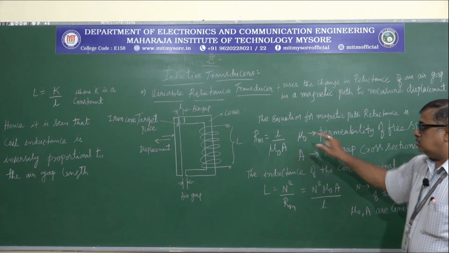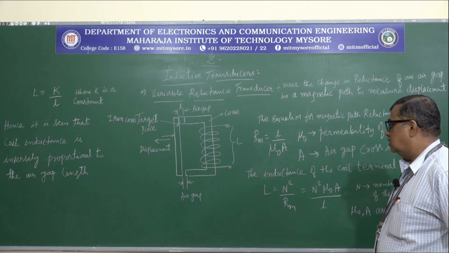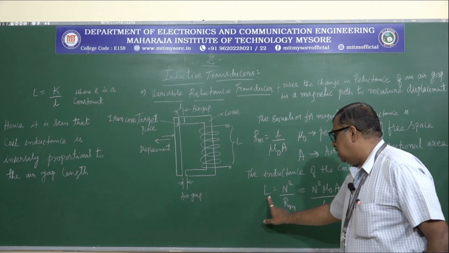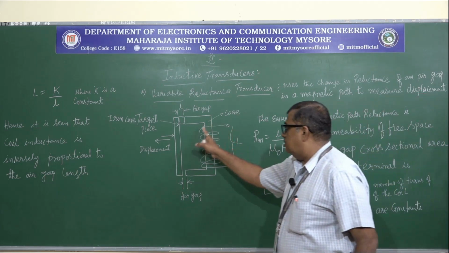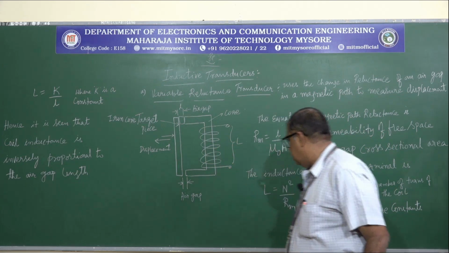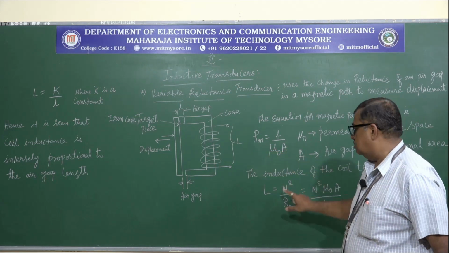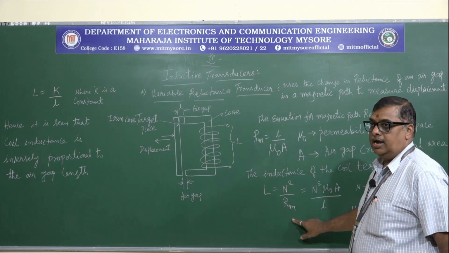Now using this, we are going to calculate what is known as the inductance. How is it calculated? Inductance is given by the number of turns wound on the U-shaped coil here, that is N square, divided by the reluctance. So N square divided by reluctance.